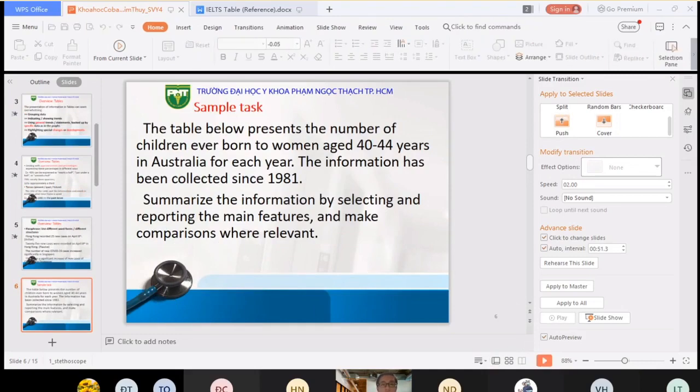Okay, so this is the sample task we are going to discuss. We're going to analyze this sample task a little bit. The table below presents the number of children ever born to women aged 40 to 44 years old in Australia. For each year, the information has been collected since 1981. Summarize the information by selecting and reporting the main features and make comparisons where relevant.